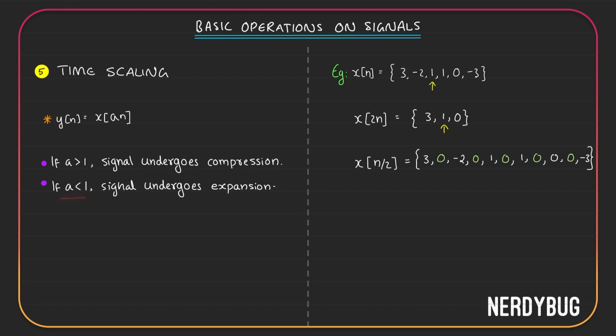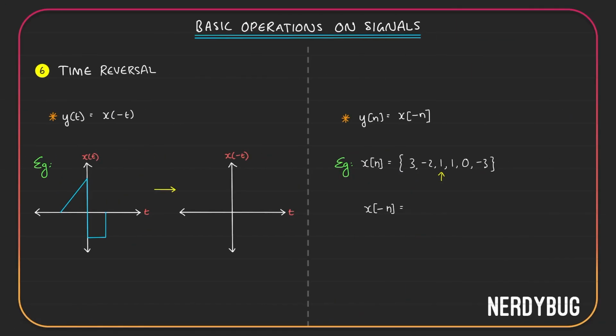So if a is less than 1, the signal undergoes expansion. The next operation we have to learn is time reversal. y of t is equal to x of minus t. That is, whatever happens on the right side for x of t will happen on the left side for x of minus t. Whatever happens on the left side for x of t will happen on the right side for x of minus t. So the new graph will look something like this.